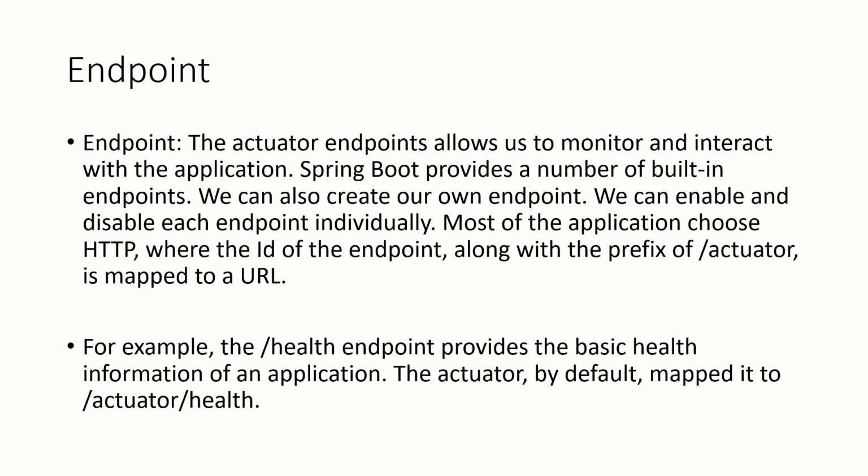We can enable and disable each endpoint individually, so it also provides the feature of enabling and disabling the endpoints that we want. Most applications choose HTTP, where the ID of the endpoint along with the prefix /actuator is mapped to the URL. So when you include the actuator in your Spring Boot application, you will find this /actuator endpoint automatically, where other actuator endpoints are also there, and you can go one by one and see and manage them according to yourself.